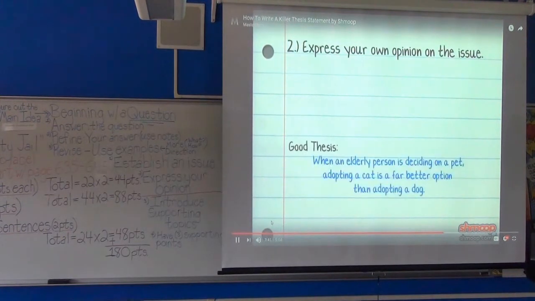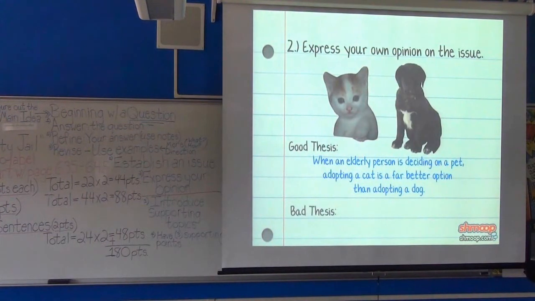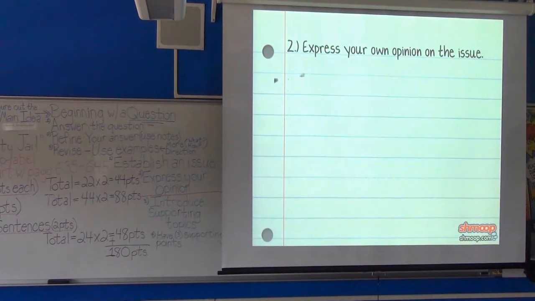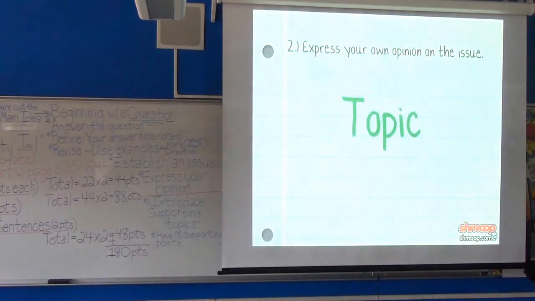Good thesis: When an elderly person is deciding on a pet, adopting a cat is a far better option than adopting a dog. Bad thesis: Cats rule. Dogs rule. Get the idea? It should be broad enough that a large portion of your audience will be able to relate, but specific enough that you can zero in on a particular topic and really dissect it.